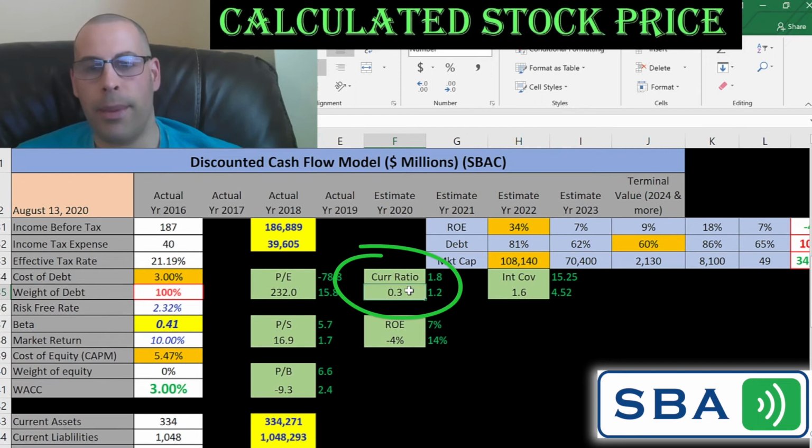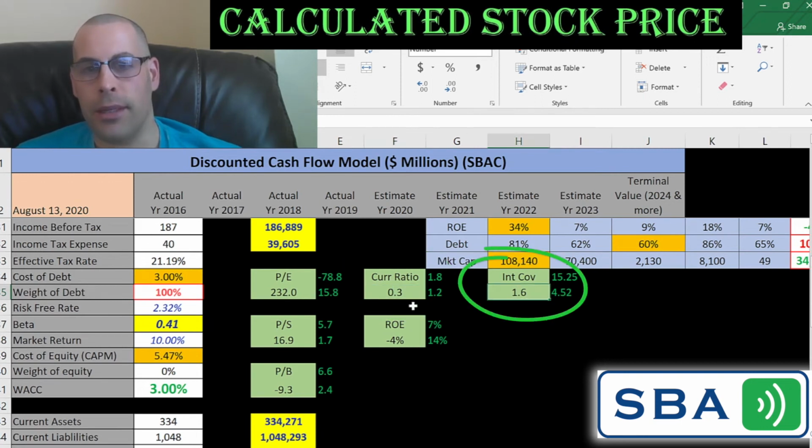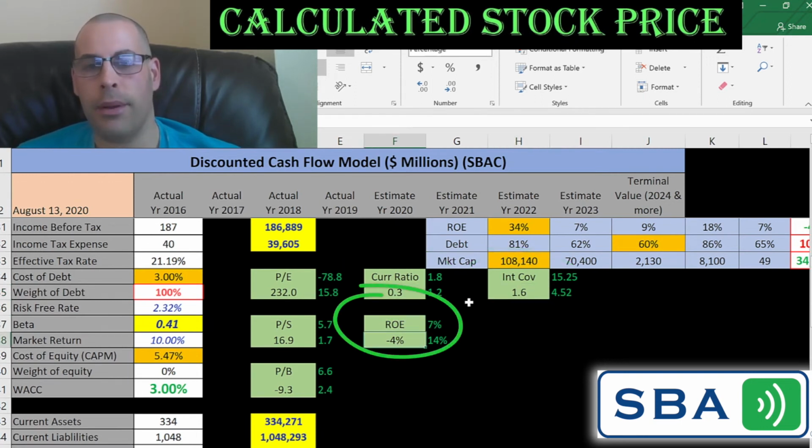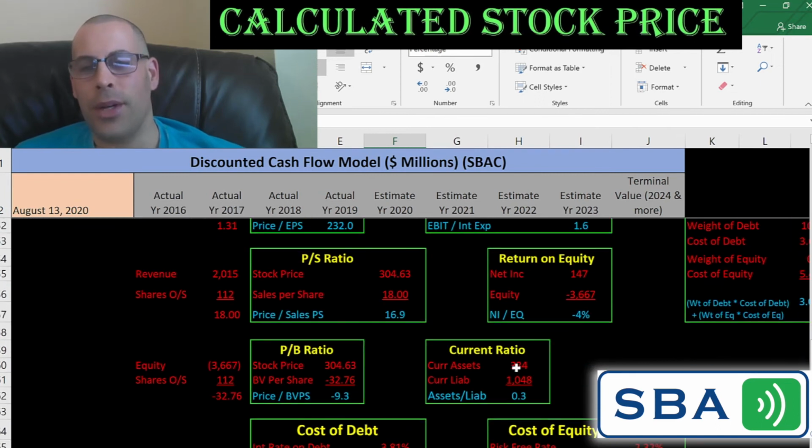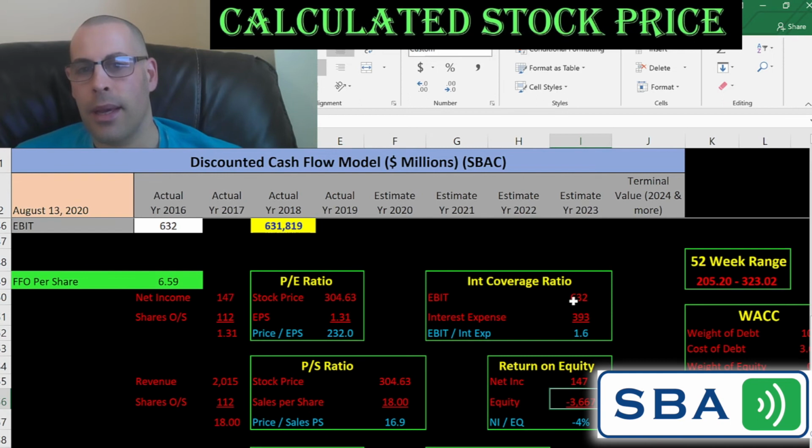Current ratio is really bad. Interest coverage ratio is okay, and ROE is terrible. So the current ratio is 334 million of current assets over 1 billion of current liabilities, so they can't cover their current liabilities. ROE is net income over equity. They have negative equity, so you can't really look at this. Interest coverage ratio is earnings before interest and taxes over interest expense, so they can cover their interest payments. Doesn't look like they're going to go into default anytime soon.